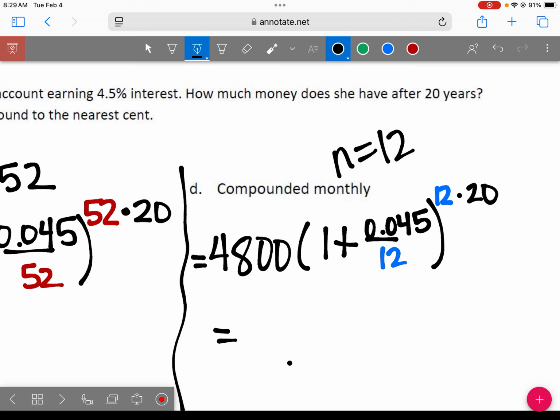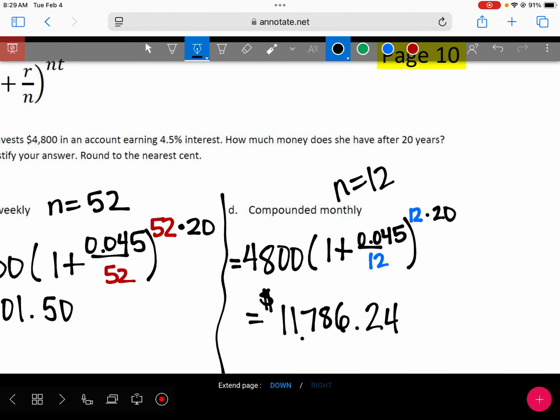Close it, hit this button. Yep. 12 times 20. There you go. So $11,786 and how many cents? 23, which rounds to 24, but 23 is also acceptable. All right, looking at parts A, B, C, and D, which one had the highest amount of money? Which one did we get the most with? C. Do you notice that C also had the highest N value? So the higher the N value, the more often interest is added, the higher your ending balance will be.